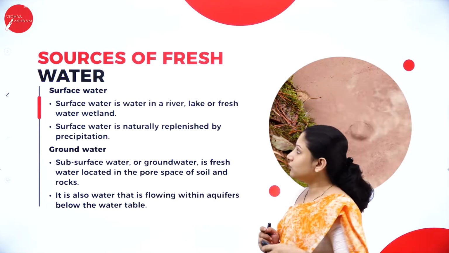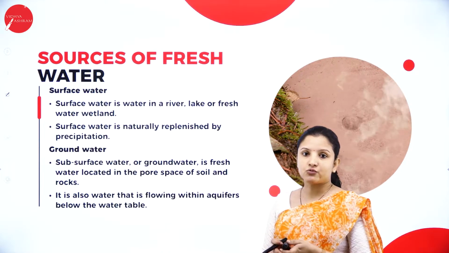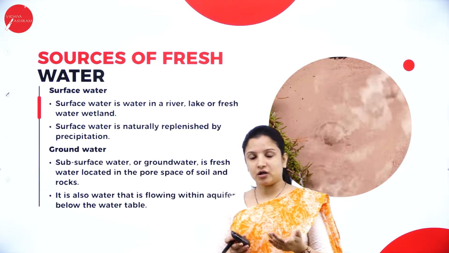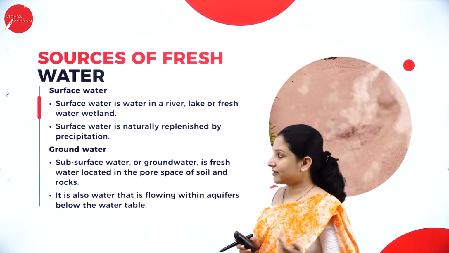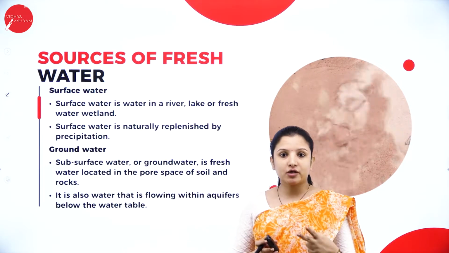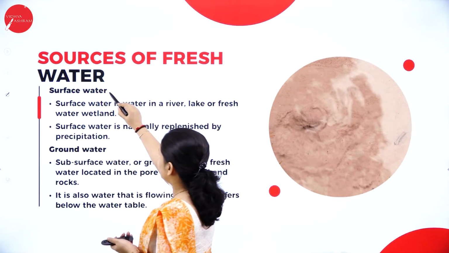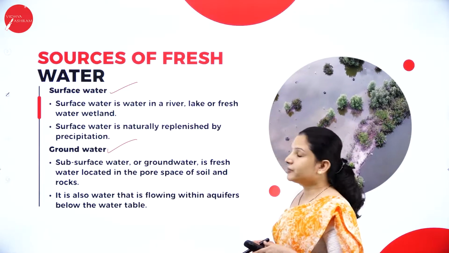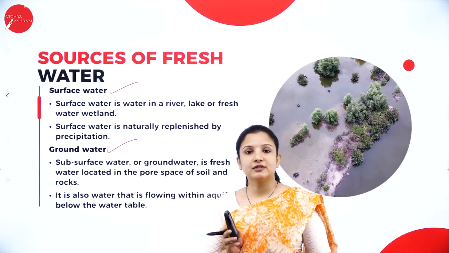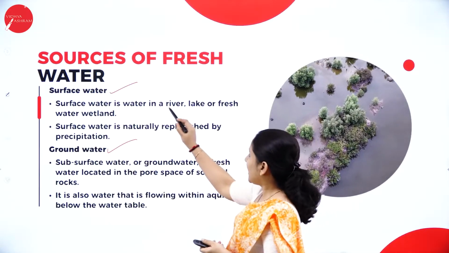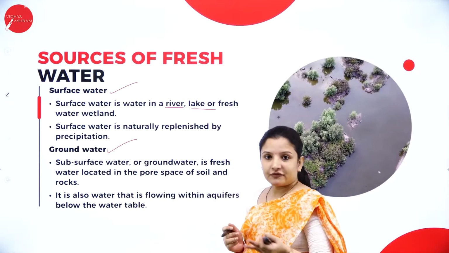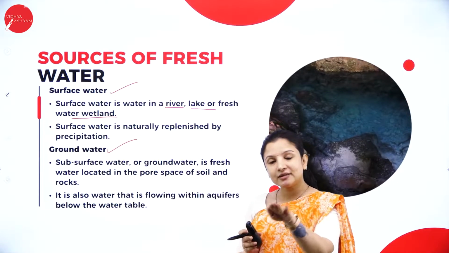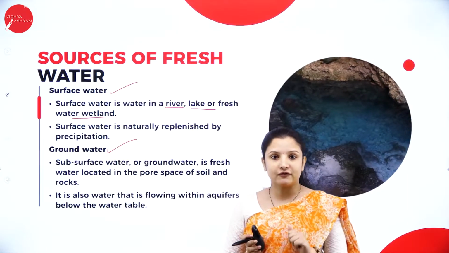So next, let's learn what the sources of fresh water are. I told you 1% of the water that is there is available as fresh water. So from where exactly do we get this fresh water? The fresh water is divided into two types. One is the surface water and the other one is the groundwater. Surface water means the water that is present on the surface of the soil. Say, for example, we have the river, the lake, the freshwater wetland, all these are surface waters, right? It is seen by us, it is present on the surface of the land.